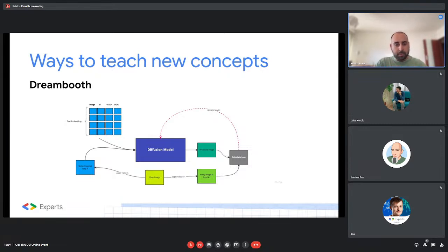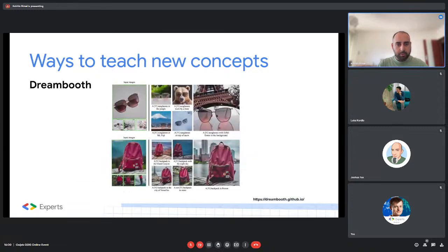So let me give you some examples of Dream Booth. This is from the original paper, and as you can see, the authors try to teach this model the concept of sunglasses. So they gave these images as an input to train this stable diffusion model, and now after the training they can do something interesting like this. A sunglass with Eiffel Tower in the background, and you can see the model already knows about Eiffel Tower. Now they know about sunglass. Now they can generate images like this.